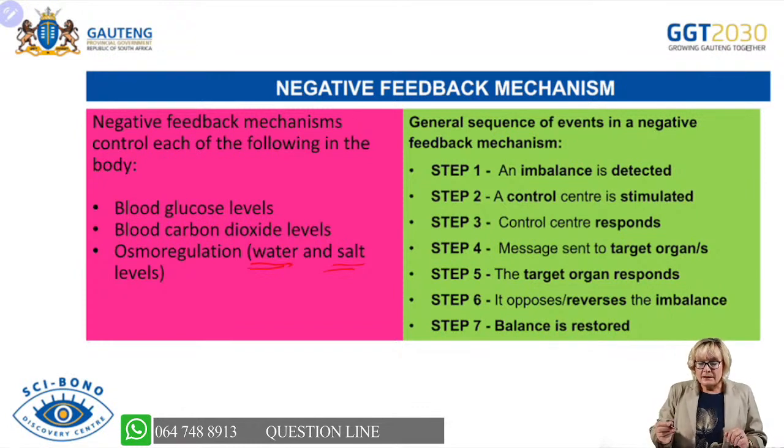And then a control center is stimulated. So first of all, there's a detection that something is now wrong. And then that message is sent to a control center. The control center responds. That is our step number 3. The message is then sent to a target organ or organs. It can be more than one. The target organ responds. And then it opposes or reverses the imbalance and the balance is restored.